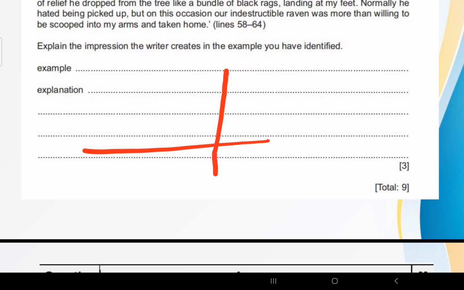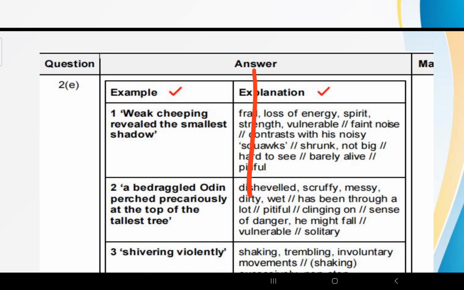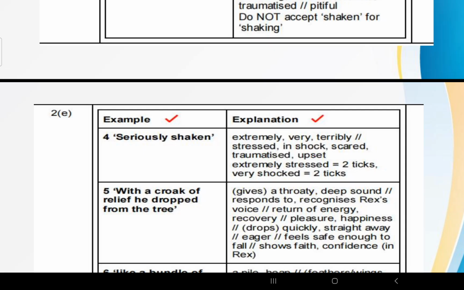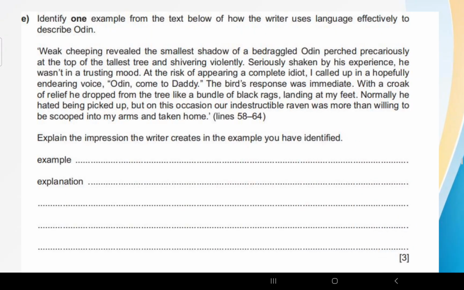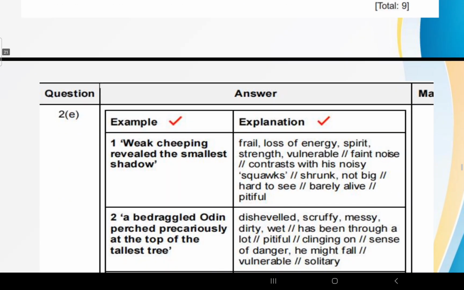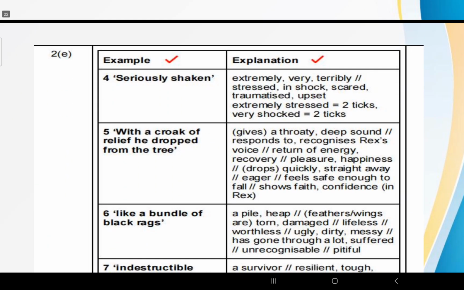That's it, right? Now let's see how you are going to explain it. If we are writing "seriously shaken," once you have written the example "seriously shaken" here, you will get 1 mark. You got your 1 mark once you have written this. Now 2 marks for explanation. So: extremely, very, terribly stressed, in shock, scared, traumatized, upset, extremely stressed, very shocked.